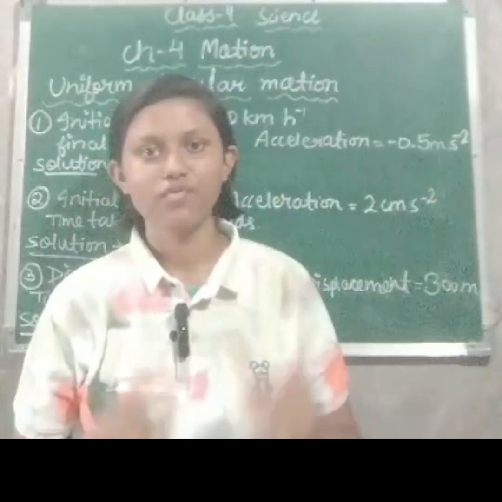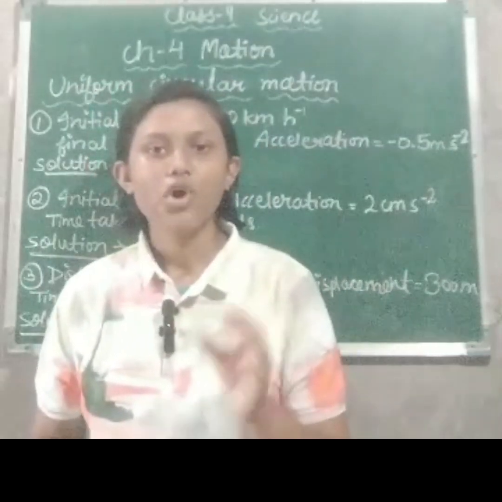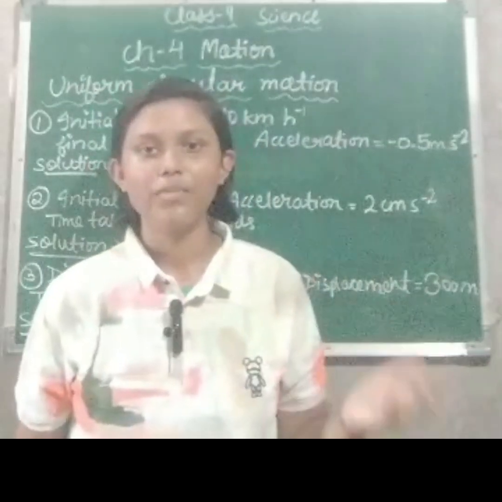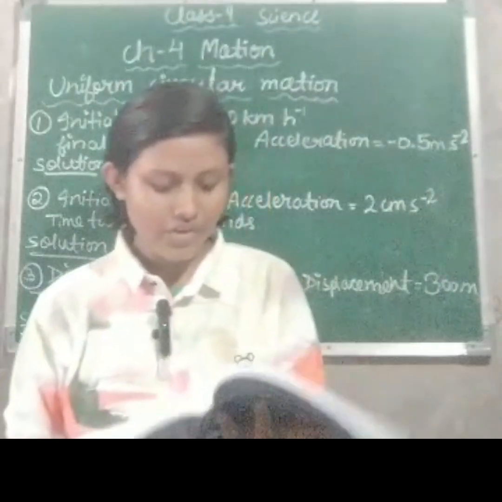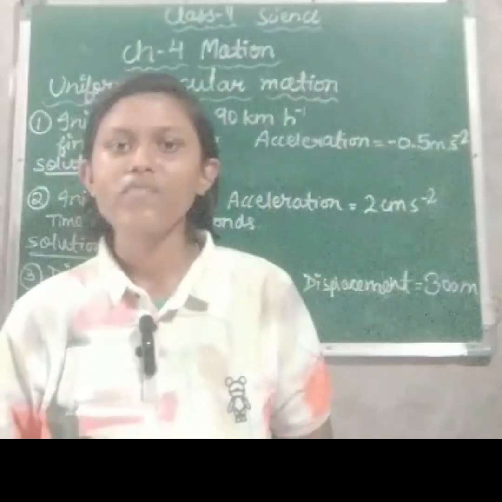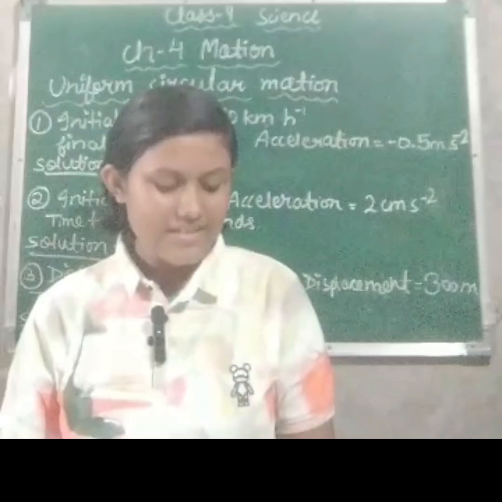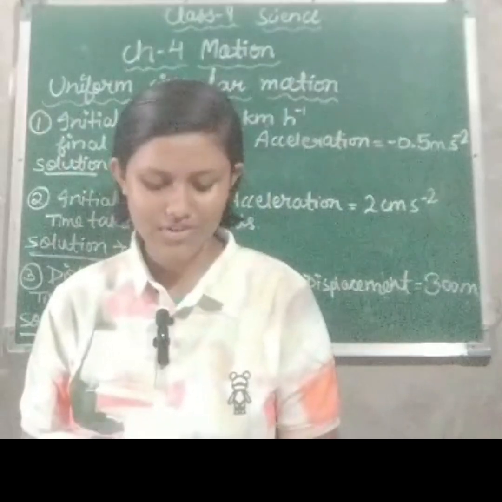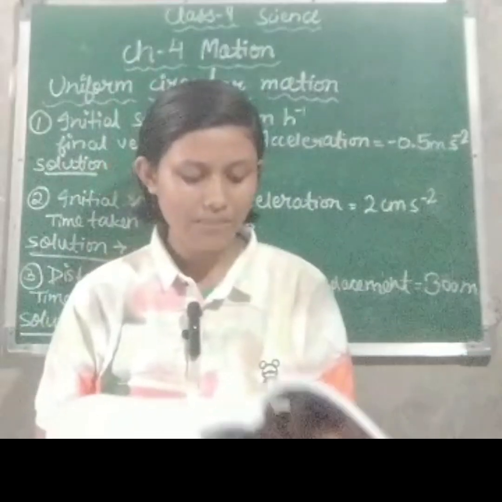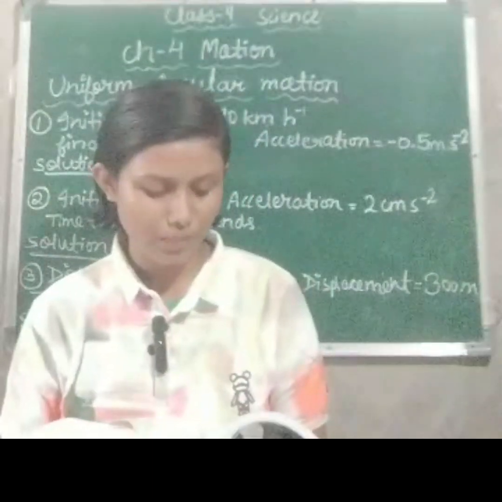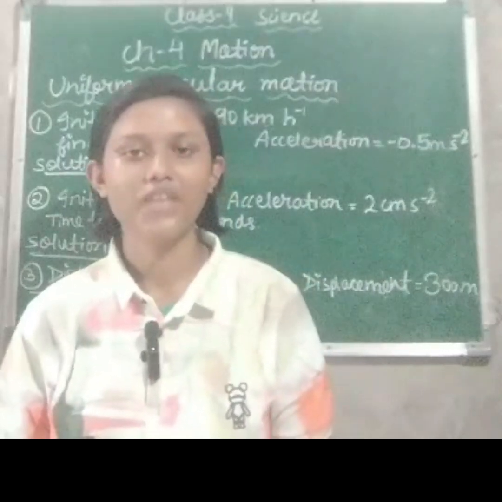So friends, now let's calculate some questions based on the formulas that we have discussed in our previous videos. The first question is: a train is traveling at a speed of 90 km per hour (km h^-1). Brakes are applied so as to produce a uniform acceleration of -0.5 meter per second squared (m s^-2). Find how far the train will go before it is brought to rest.